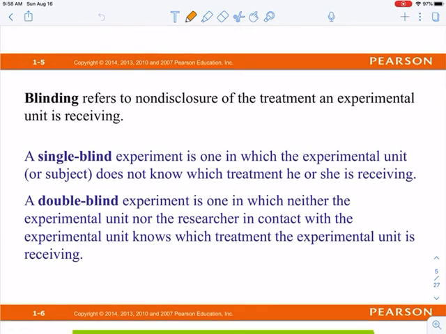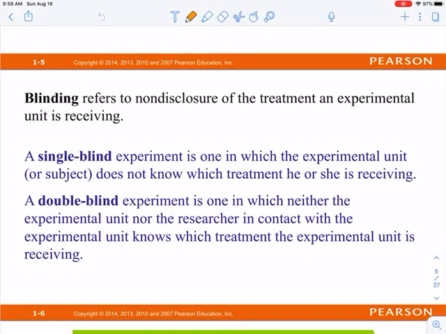Blinding refers to non-disclosure of the treatment an experimental unit is receiving. In a single-blind experiment, the experimental unit or the subject doesn't know which treatment he or she is receiving. So in general, you're either probably going to get the placebo or you're going to get the experimental drug. You just don't know which one.